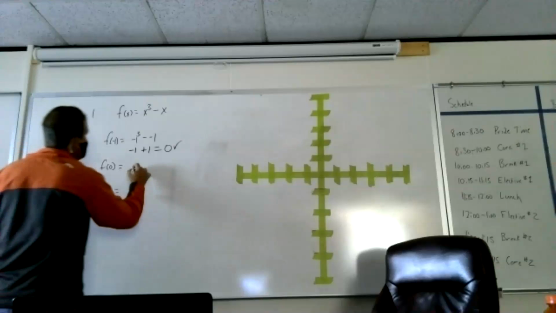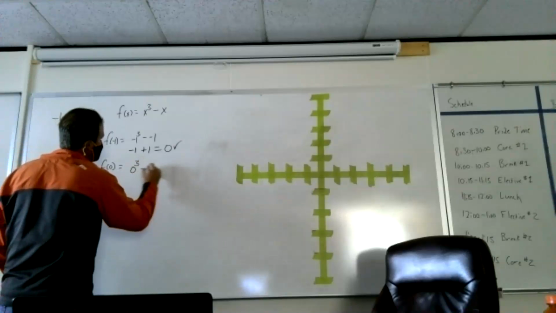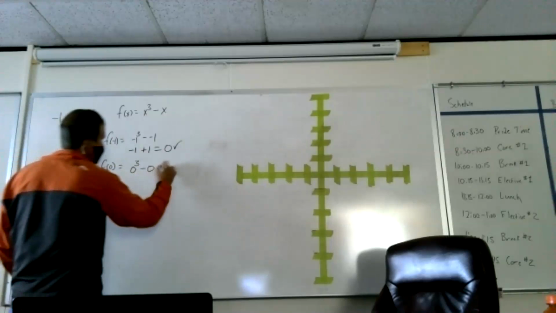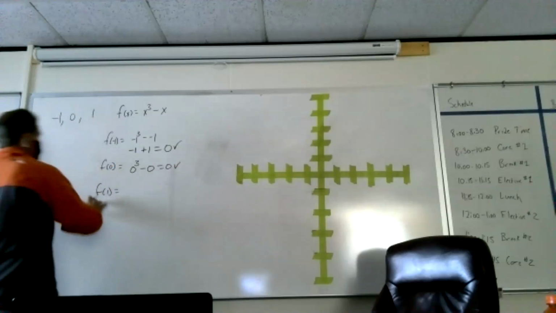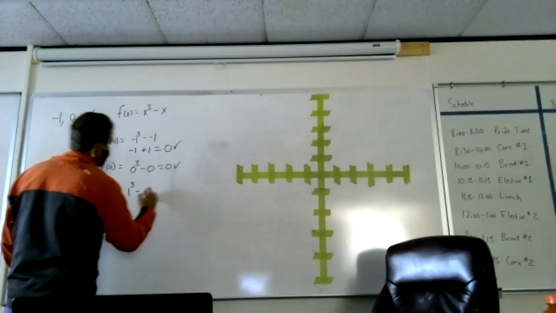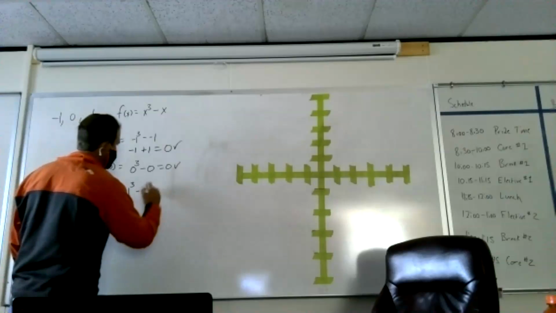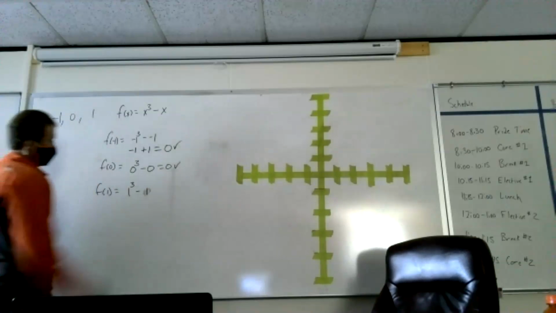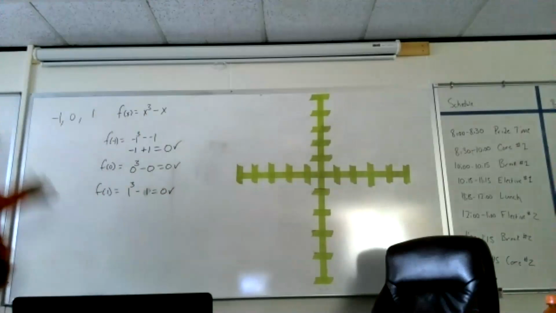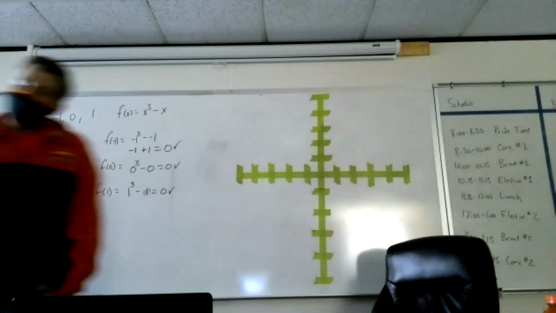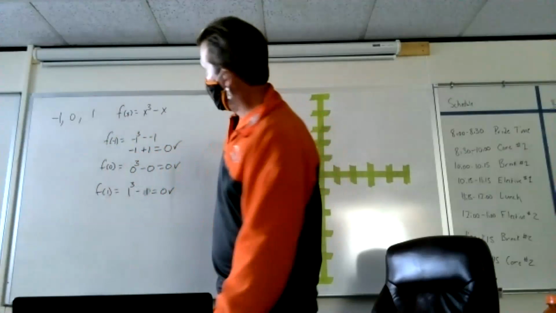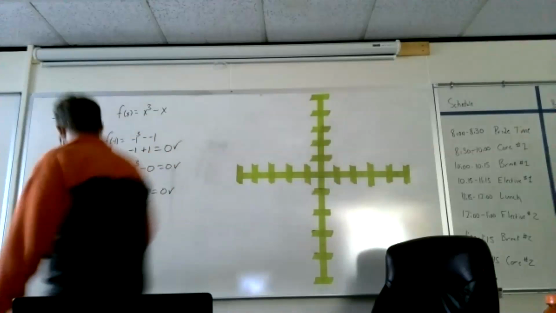f of 0 would be 0 cubed minus 0. Once again, 0 times itself is going to be 0, minus 0 is equal to 0. So that one checks out. Then I can find f of 1 by plugging 1 into my equation, taking 1 cubed. 1 cubed is 1, minus 1 is equal to 0 as well. So I could solve that by plugging them in. Once again, it's not necessarily the most efficient method that I'd have.